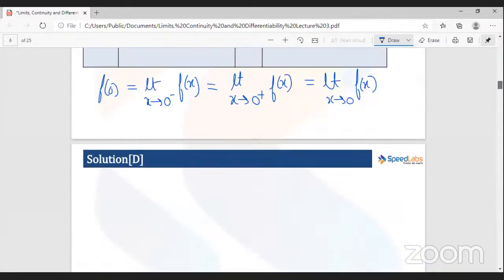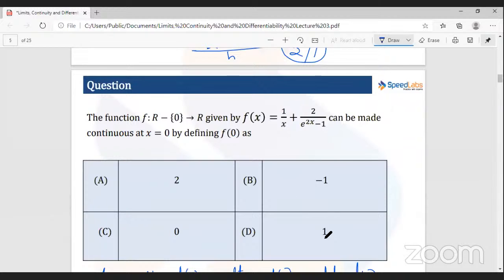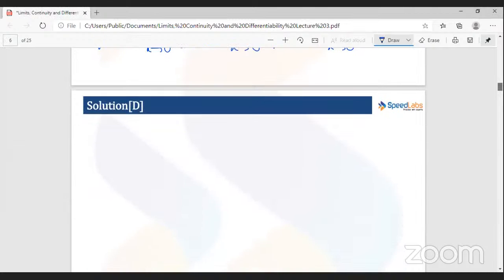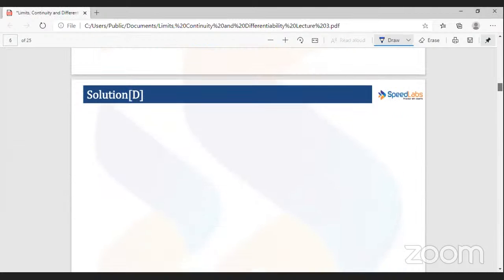The solution for this question is D. The answer is 1. Are you guys trying? Okay, Yash. Okay.